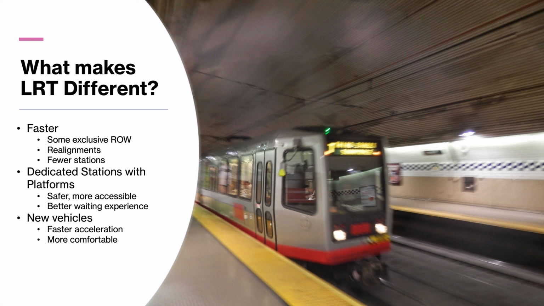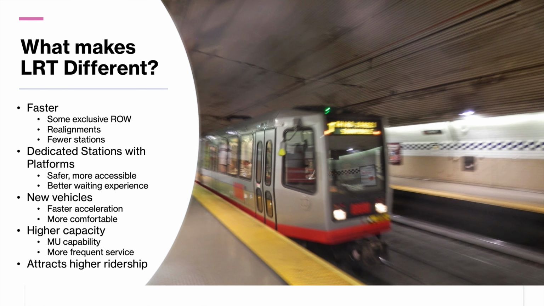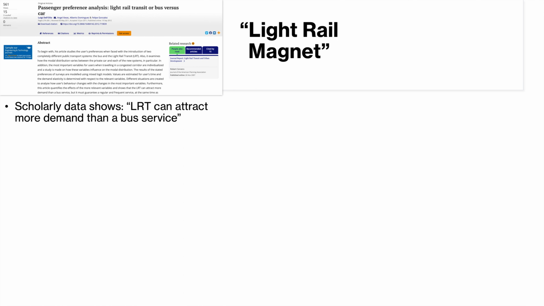They also have new vehicles, which offer faster acceleration and more rider comforts. They also have higher capacities. The vehicles can be MU'd together into longer trains, and they also have more frequent service. Very rarely do you find a light rail system with LRVs coming less frequently than every 15 minutes. And all of this works together in order to attract higher ridership than if the route were a streetcar or a bus network. And this actually has been termed a phenomenon called the light rail magnet. Basically, quoting directly from a scholarly article, LRT can attract more demand than an equivalent bus service.